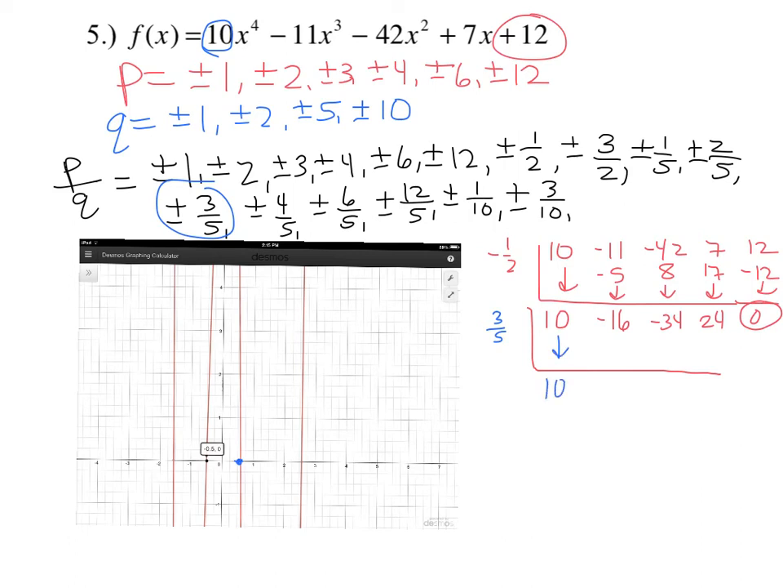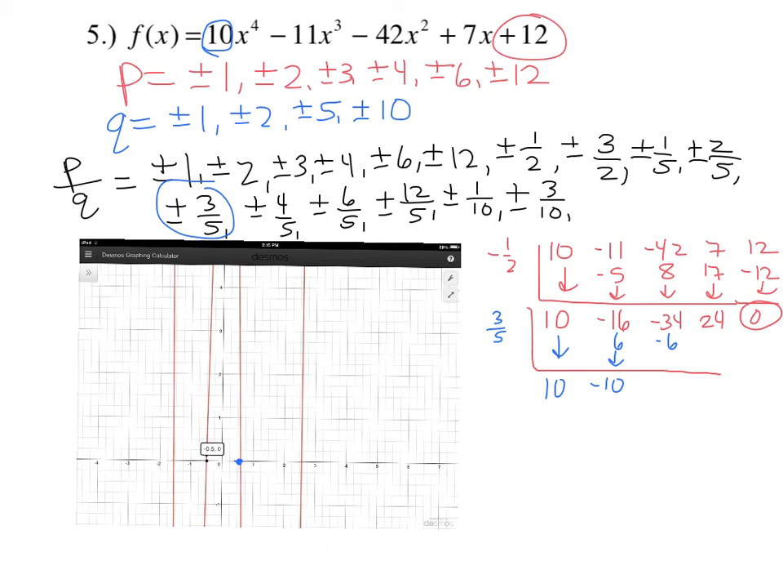Leading coefficient comes straight down, nothing happens to it. If I take 10 times 3/5, well, 3/5 means to multiply by 3 and divide by 5, so I'm going to divide first. 10 divided by 5 is 2, times the 3 gives me 6. Negative 16 plus 6 gives me negative 10. So negative 10 times 3/5 will just give me negative 6. And again, I get that by doing 10 divided by 5, which is negative 2, and then I take that negative 2 times the 3, to get negative 6.